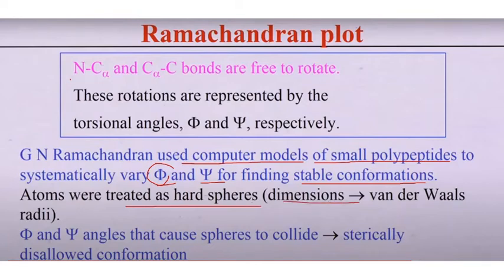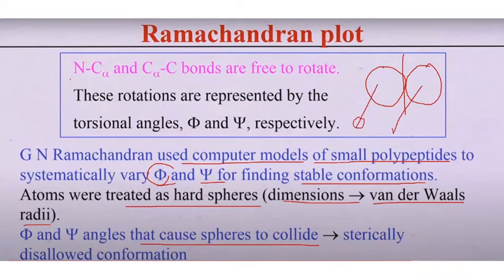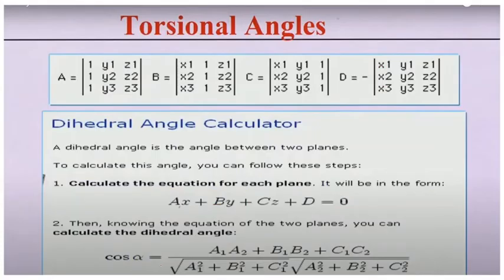Their dimensions he calculated with the help of van der Waals interactions with each other, using the van der Waals radii. Then the phi and psi angles cause spheres to collide. At what position can two atoms collide, and at what position do they stabilize themselves? At what conformation could this unit stabilize? This is another atom, so what could be the angle between the two? He studied that with the help of sterically disallowed conformations.